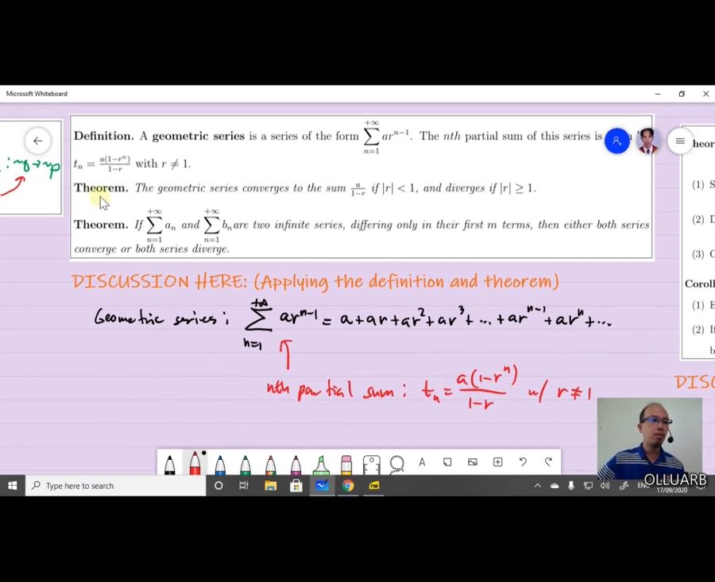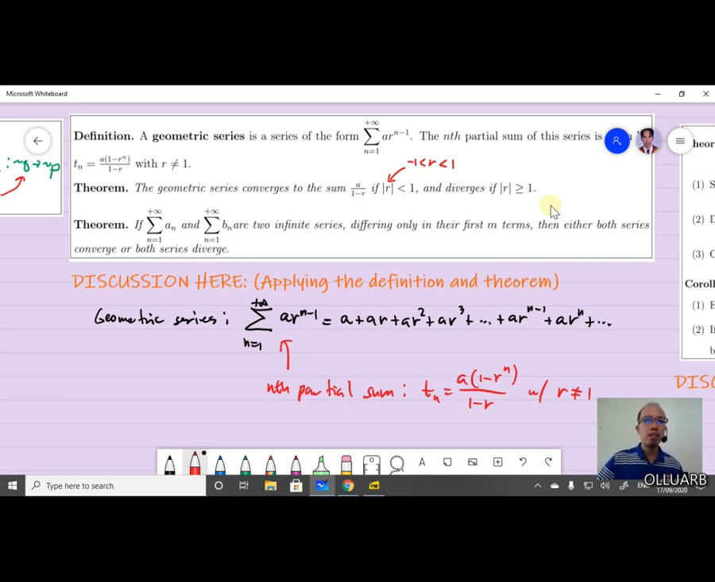Okay, and this series is very well known: the geometric series converges to the sum a over 1 minus r, where r is between negative 1 and 1. It doesn't include 1. But if the absolute value of r is greater than or equal to 1, then the series diverges. If you recall your algebra and trigonometry, the absolute value inequality can be simplified as negative 1 less than r less than 1.